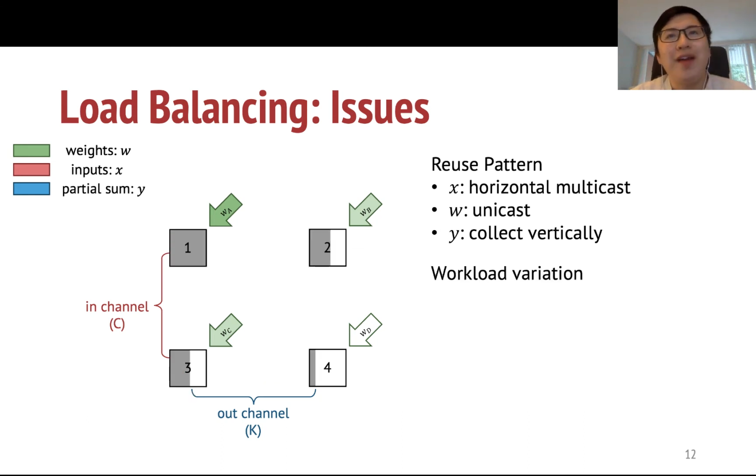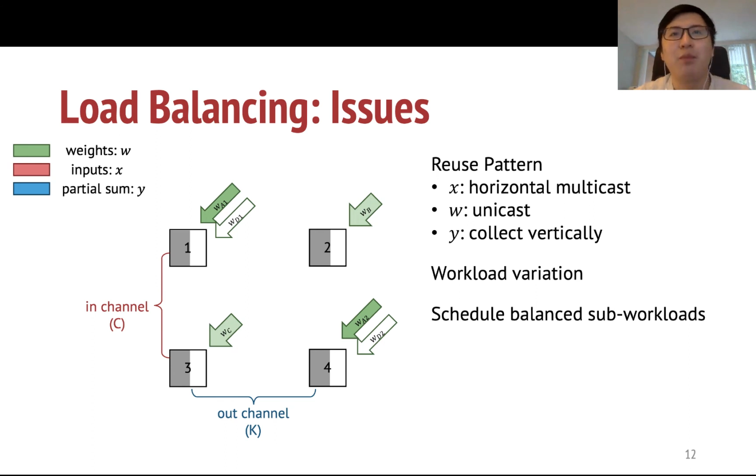If we focus on the weight working set for now, notice that I use a darker color for the weight working set with higher density and the light one for the sparse one. The resulting workload variation is indicated on each PE. To balance the workload, we assume we cut the workload in the output channel dimension and schedule balanced sub-workloads onto PEs. Notice that arrows are thinner for half working sets. However, we observe the following issues.